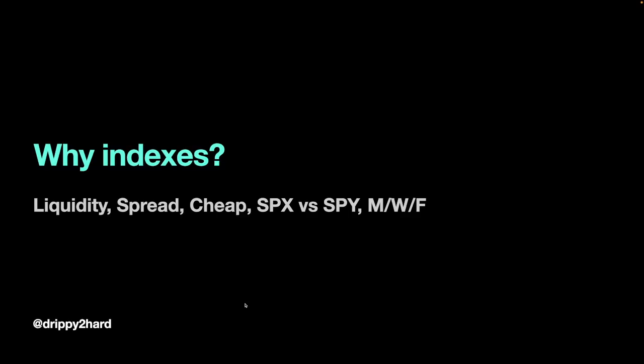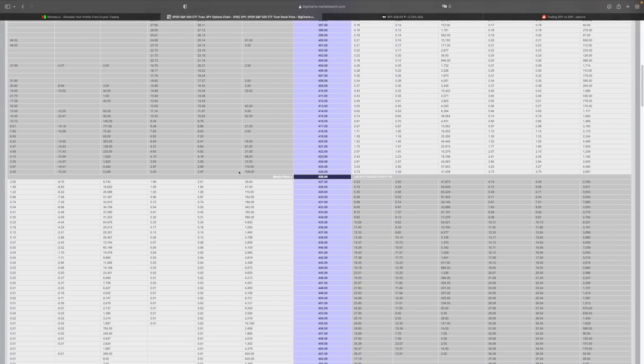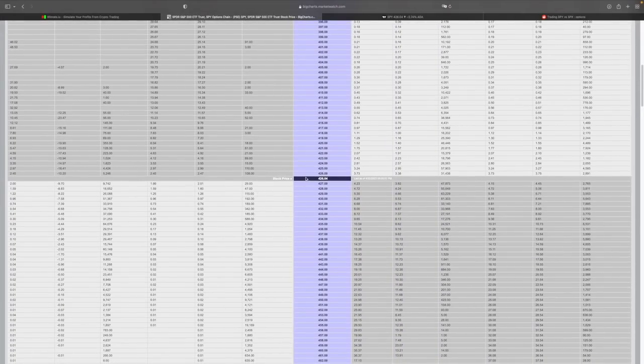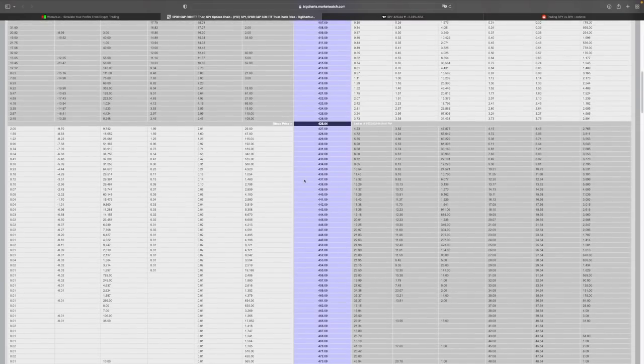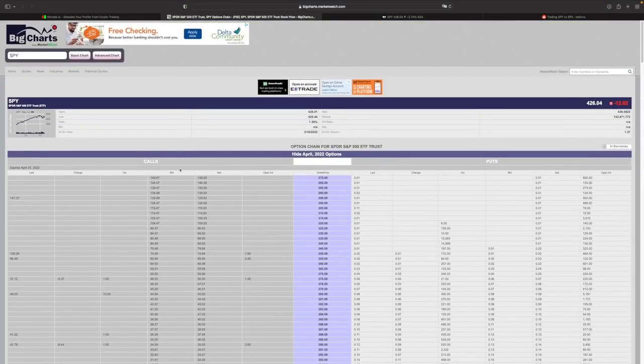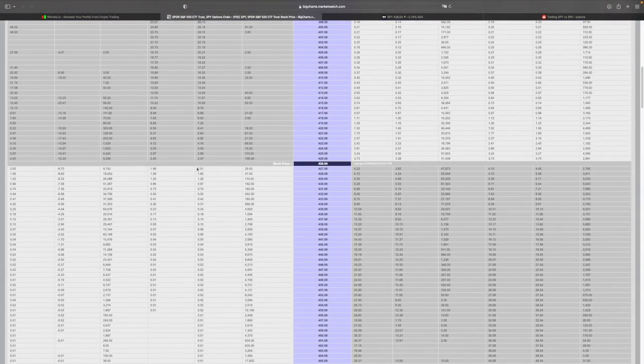Just to give you a quick example, this is SPY, which closed at 426 on Friday. We're looking at Monday's expiration, which is tomorrow in this case, April 25th. The first thing you'll notice is the option pricing. This is the ask and this is the bid. The ask is $2 for the next strike out of the money, and the bid is 1.99. Super tight spread, almost a 1 cent spread.